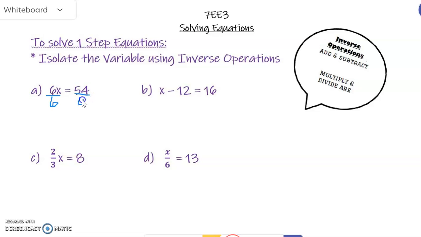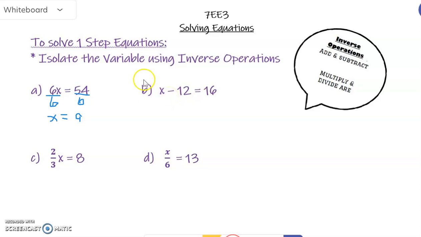So whatever I do to the left, I've got to do to the right. So I'm going to divide by 6 on both sides. And that is going to give me x on this side, because 6 divided by 6 is 1. And then on this side, I'm going to get 9. So the answer to this is x equals 9.